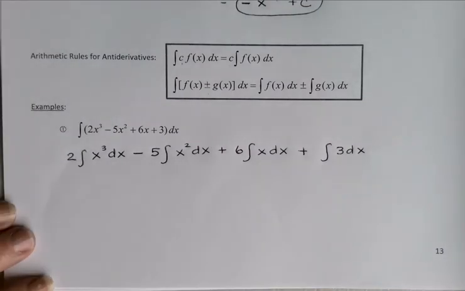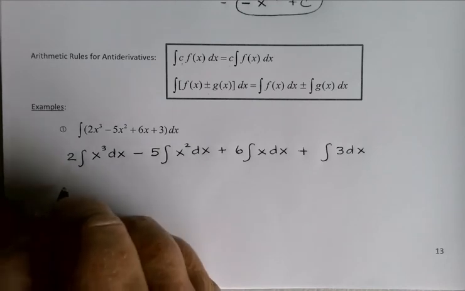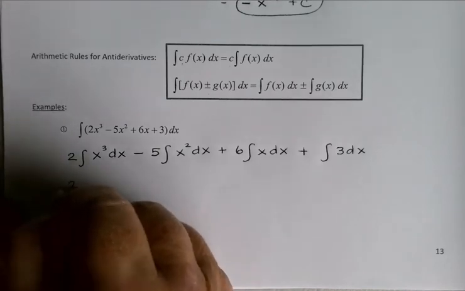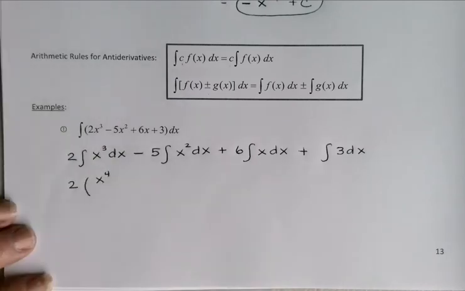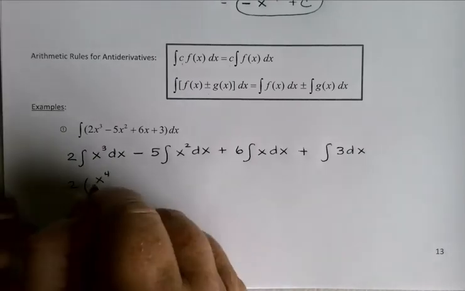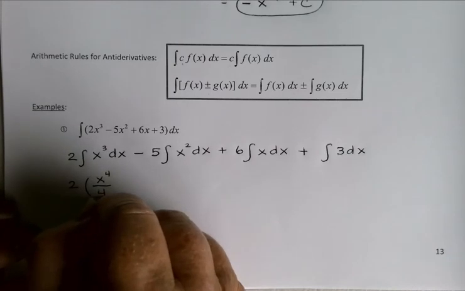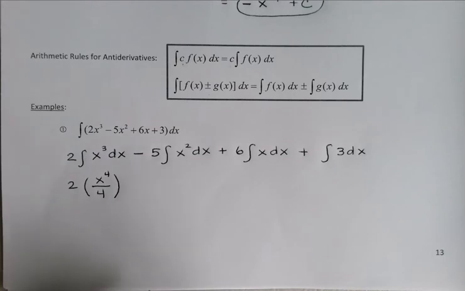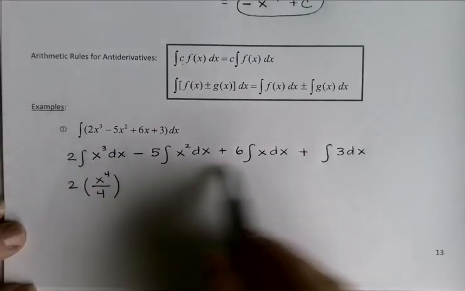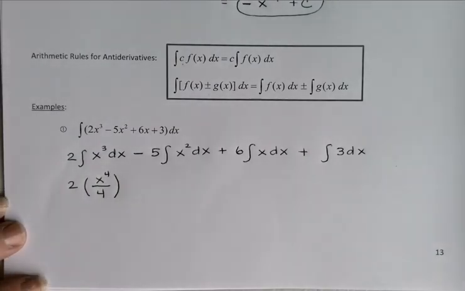All right, I've got a bunch of power rules to do here. I'm going to start trying to do them a little bit more mentally. So I have 2 times. I increase the power by 1, so x to the 4th. And then I divide by that new exponent, 4. Now I'm not going to bother putting a plus c on this until I'm all the way done. I'll put my plus c on at the very end.